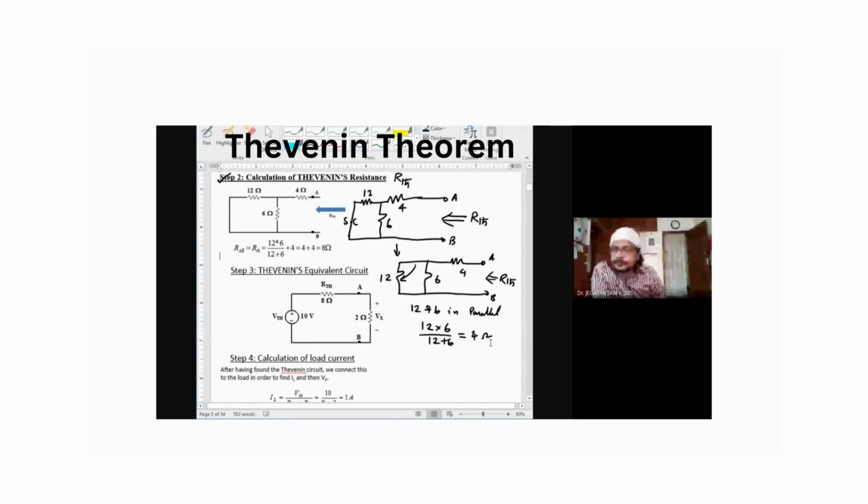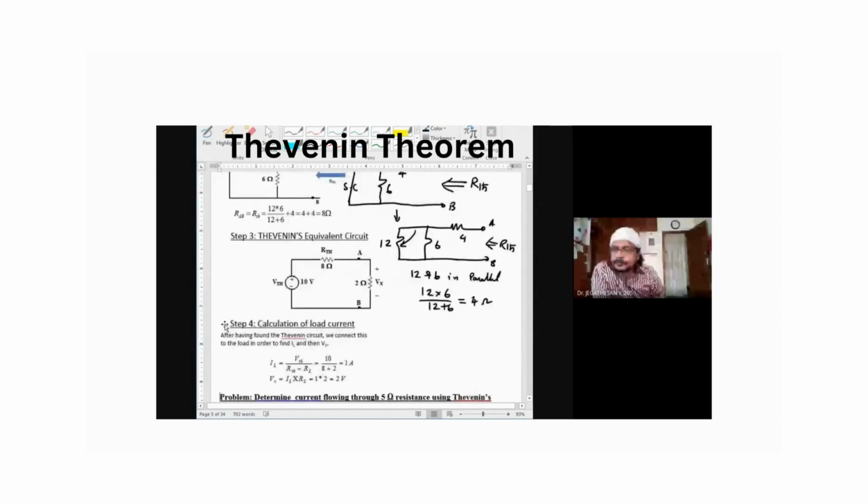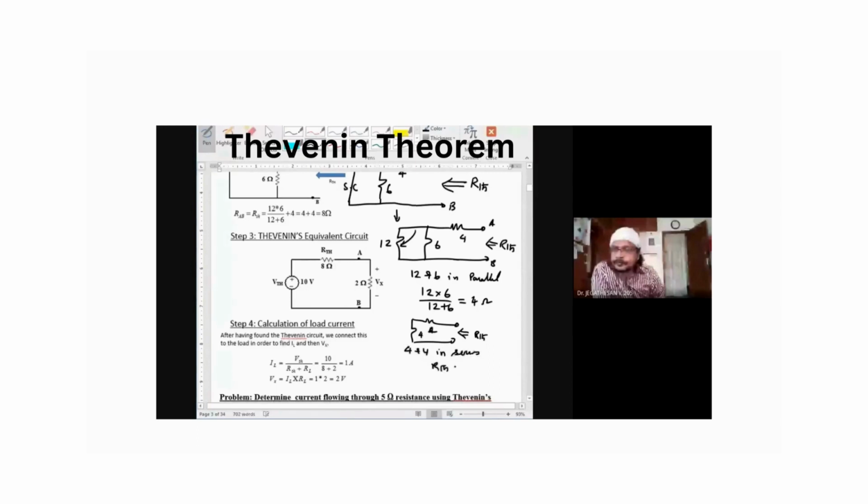So you can redraw the diagram once again. So you'll have 4 ohm and another 4 ohm. This is my RTH. So this is 4 and this is 4. So 4 and 4 are in series. So RTH is equal to what? 8 ohm. Okay, so this is how we found the RTH value, 8 ohm. RTH or RAB, the terminal resistance between the terminals A and B.